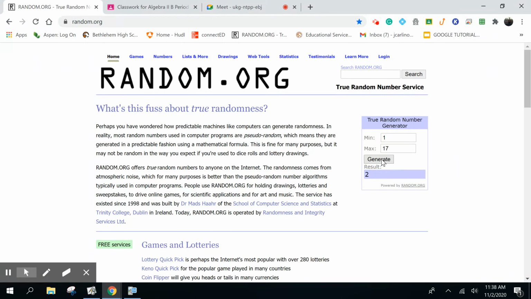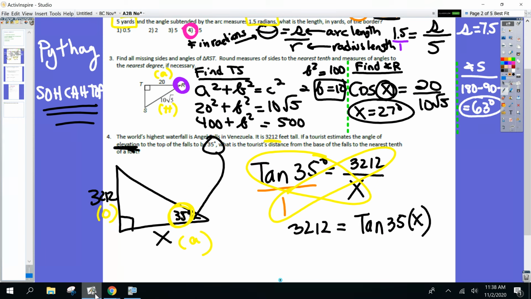Okay, Isaiah, here we go. Redemption here. How do I get the x by itself? What do I have to do with the tangent of 35 to get the x by itself? Subtract it. What's happening between the tangent of 35 and x? Multiplication. So you have to divide it. Divide both sides by the tangent of 35.